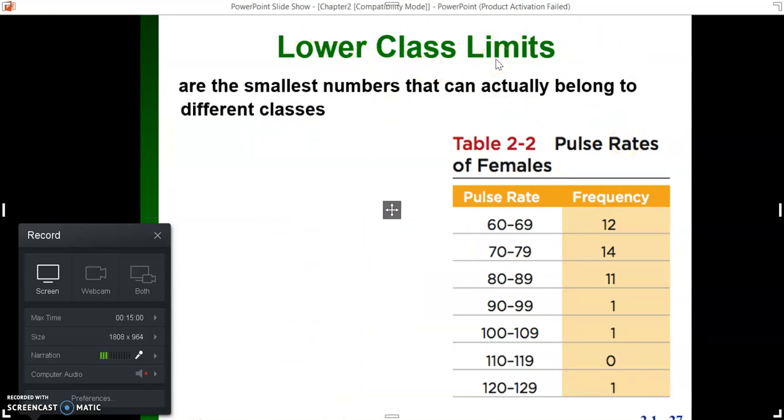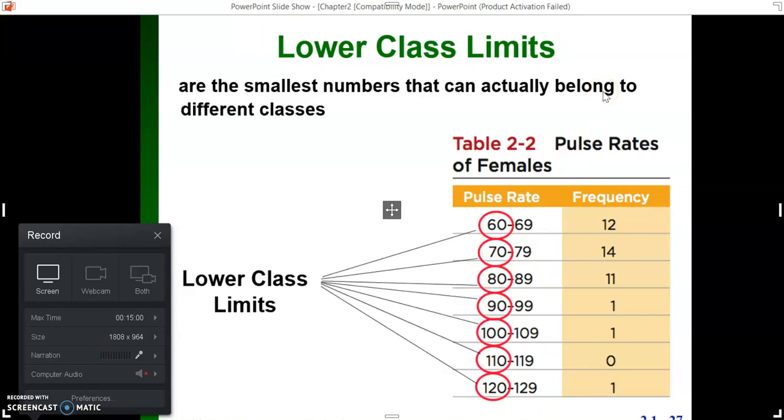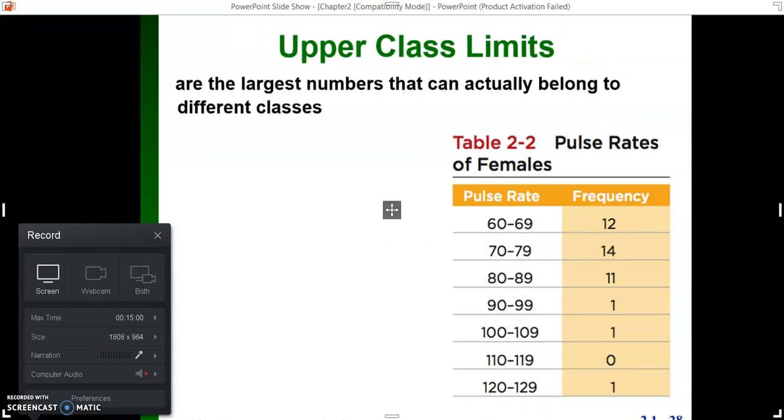There are two class limit values you can see, lower class and upper class. The lower class means each class interval. If you see the first value, this is called lower class limits. So you have to know how to identify the lower class limits. That's the first thing you have to know.